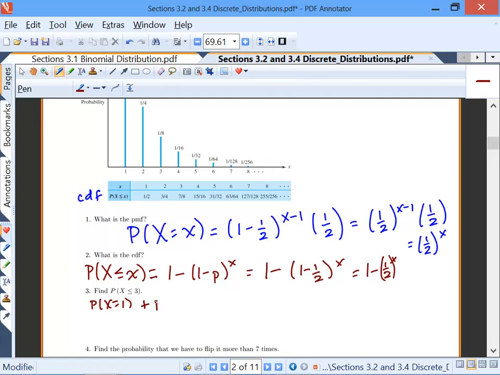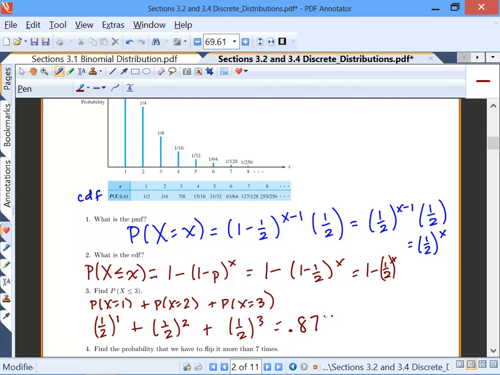So I need the 1, the 2, and the 3 if you want to use the PMF. Remember, 0 is not in there because you have to toss at least once to get your first success. And I need to plug each of these into my formula. So 1/2 to the power of 1, 1/2 to the power of 2, 1/2 to the power of 3, so that gives me 0.875.